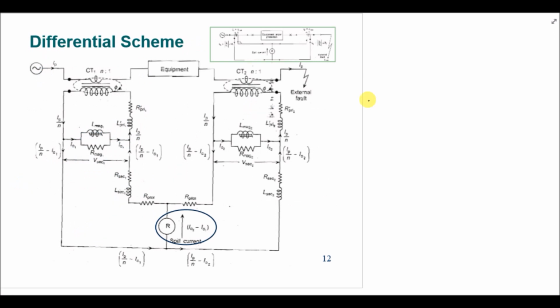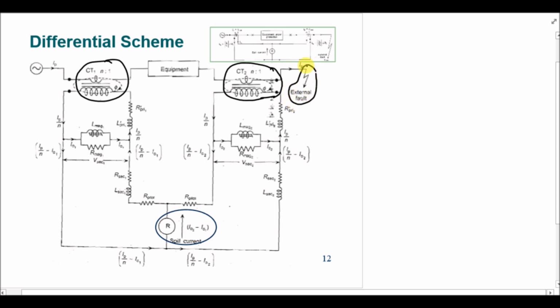Now let's look at the implementation of actual CTs in the differential scheme. Now we have two CTs, CT1 and CT2, that are connected in the similar configuration that we have discussed in the last slide. We have an external fault current IP, so there will be the same current flowing through both the CTs. At this point the current IP will be entering the node, the current IP by N will be leaving the node. At this node there will be the partition of the current.